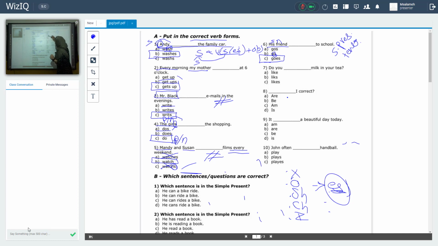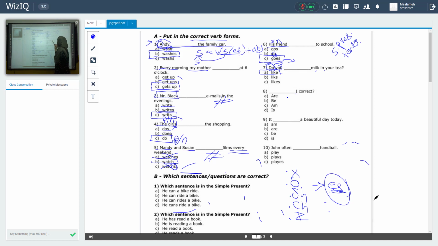Do, that means what? It's like a keyword, because I know that do and does we use to form questions in the simple present tense. So do you like milk in your tea? Okay, you, it's a subject. So the verb we will never add what? S or es to the final position. So do you like? Here number 8.